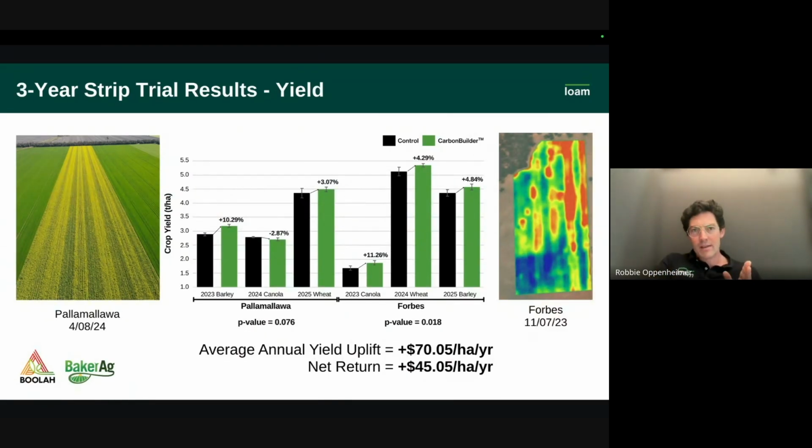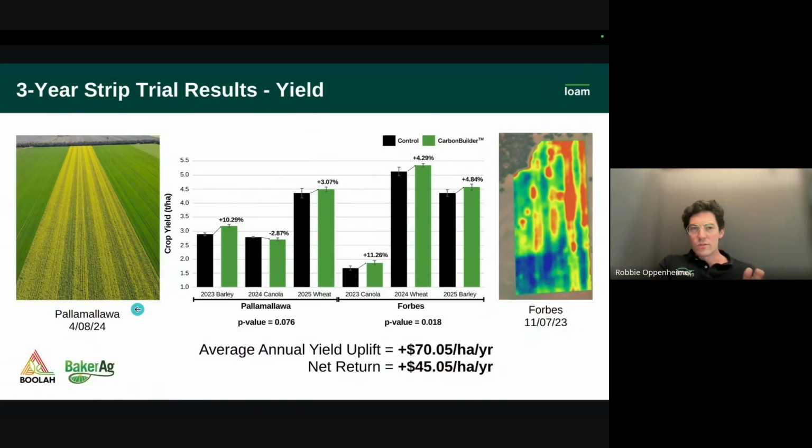We've gone back year on year for 3 years in a row at these sites, which were started in 2023. And so the specific CarbonBuilder product has changed. In 2023, it was CarbonBuilder barley, 2024, CarbonBuilder canola, CarbonBuilder wheat, but the treatment strips have stayed the same, and the untreated strips have remained untreated over that period.